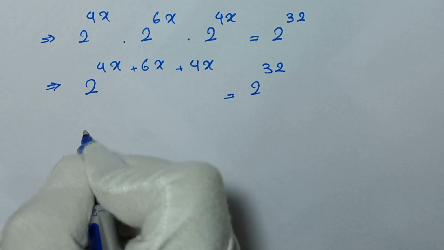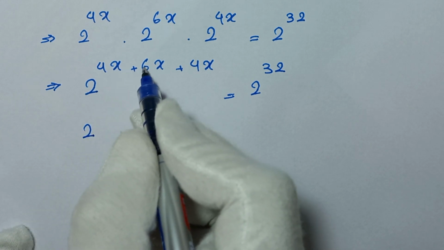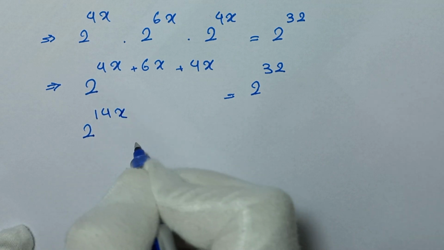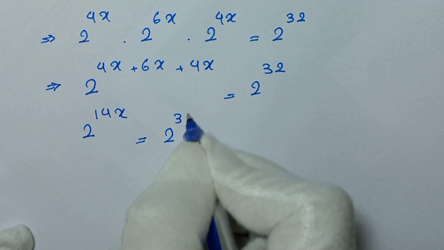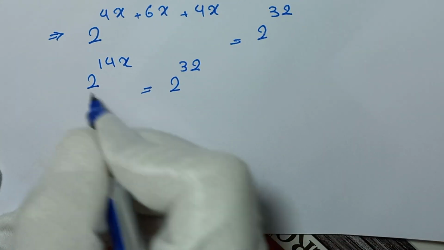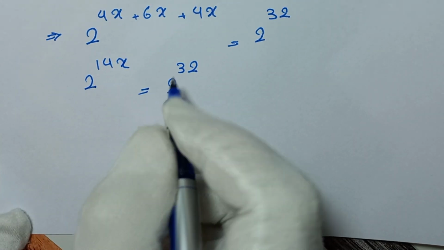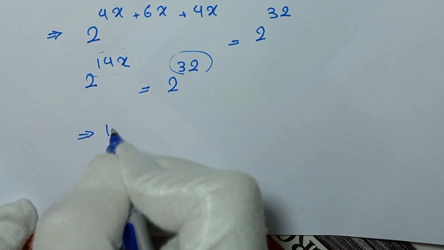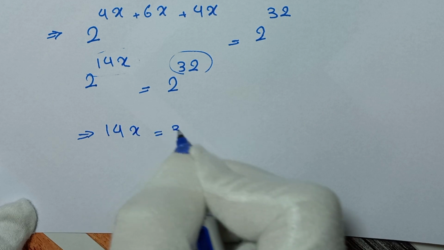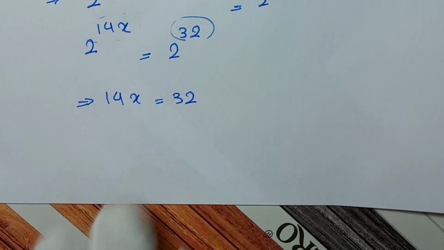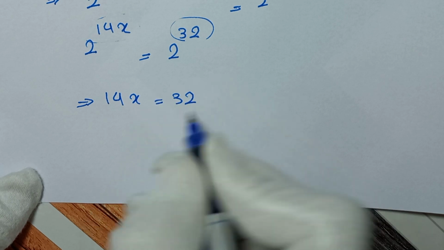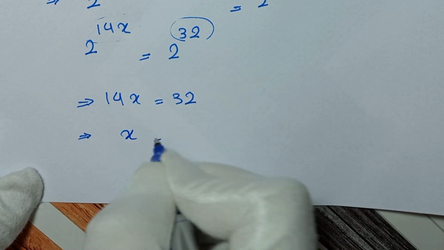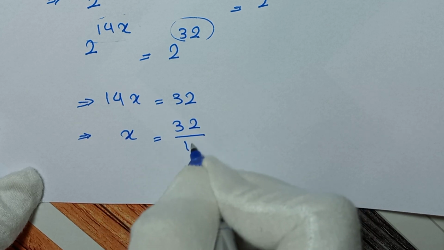And it will be 2 to the power of 4x plus 6x, it will be 10x, and plus 4x, it will be 14x, is equal to 2 to the power of 32. And here the base is equal, and these powers should be equal, right? So it will be 14x is equal to 32. And next step, we divide both sides of the equation by 14. So this 14 will cancel. It will be x is equal to 32 over 14.